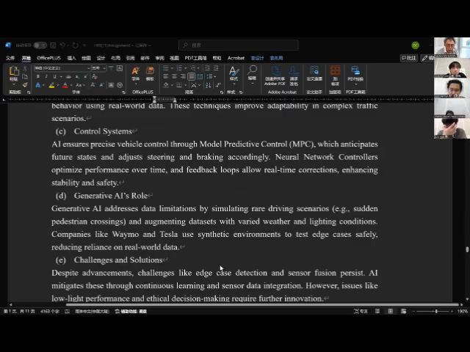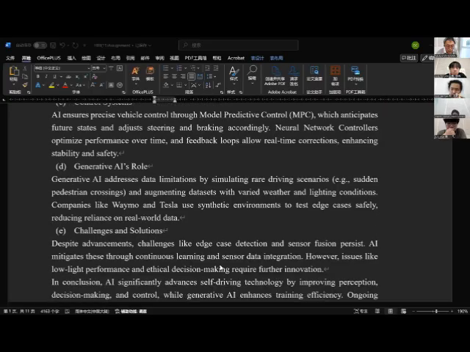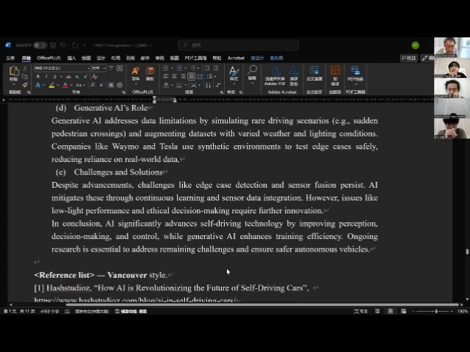Generative AI's role. Generative AI addresses data limitations by simulating real driving scenarios and augmenting datasets with varied weather and lighting conditions. Companies like Waymo and Tesla use synthetic environments to test edge cases safely, reducing reliance on real-world data.